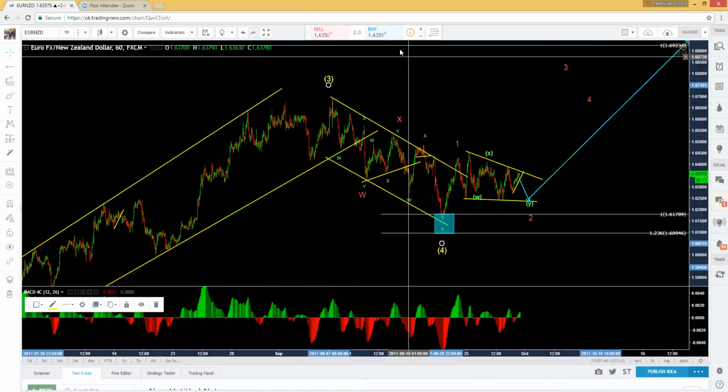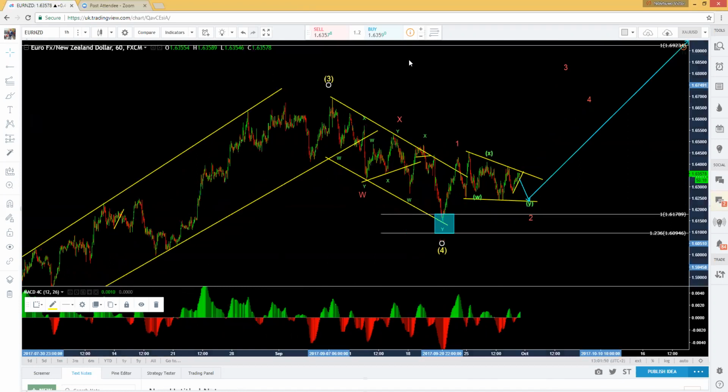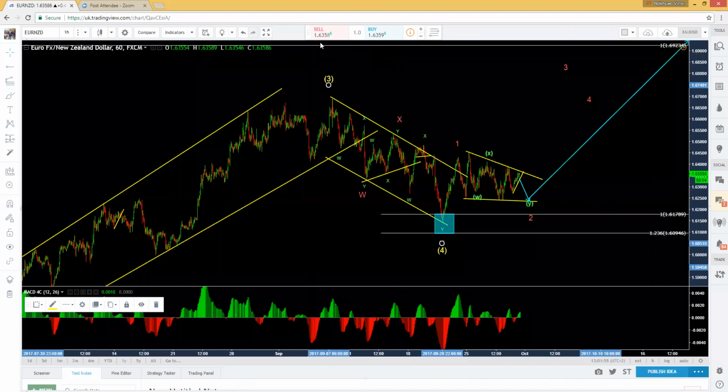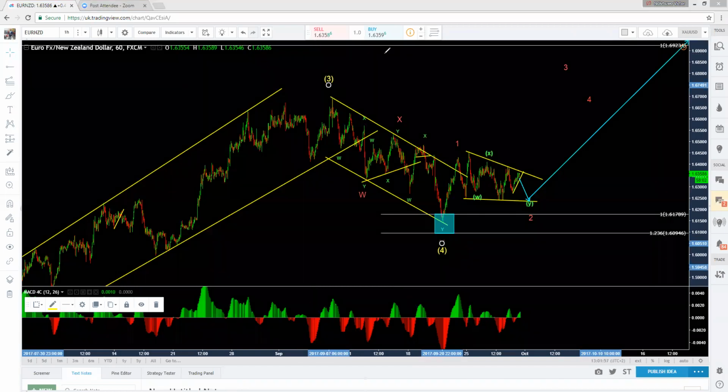So what is happening here? Let's look at this correction. Now we need to figure out what's happening with this correction and when it's going to end. Start with the lower time frame. I've got 1, 2, 3. There's 1, 2, 3. There's 1, 2, 3. How do I label that? This first swing is a W in red. Second one, it's an X in red. Third one, it's a Y in red.